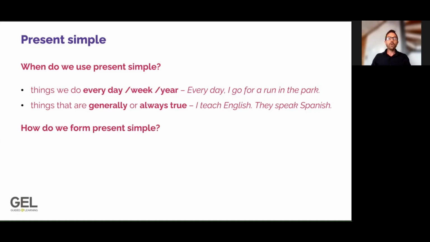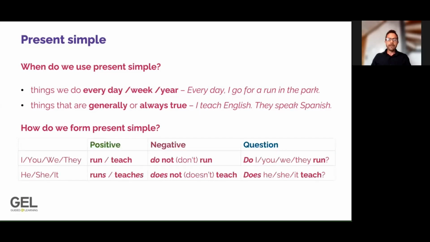Let's look now at how we form present simple. There are two forms depending on the person, the pronoun we would use in the sentence. Starting with I, you, we, and they. In the positive form, we simply use the verb by itself. I run, you run, they teach. In the negative form, we add do not. So I do not run, you do not run. And very often we will use the contracted form of don't. Lastly, in the question form, we begin with do, followed by the pronoun or the person. Do I run? Do they run?